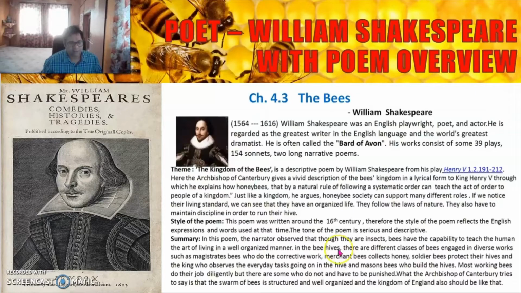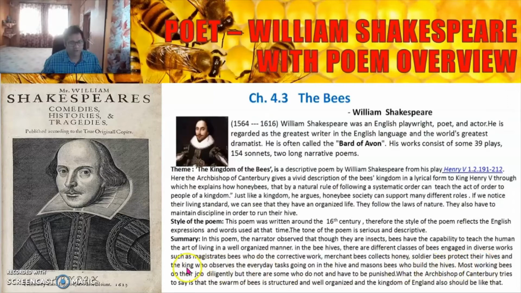In the beehives, there are different classes of bees engaged in diverse works, such as magistrate bees who do the corrective works, merchant bees who collect the honey, soldier bees who protect their hives, and the king who observes the everyday tasks going on in the hive, and the mason bees who build the hives.